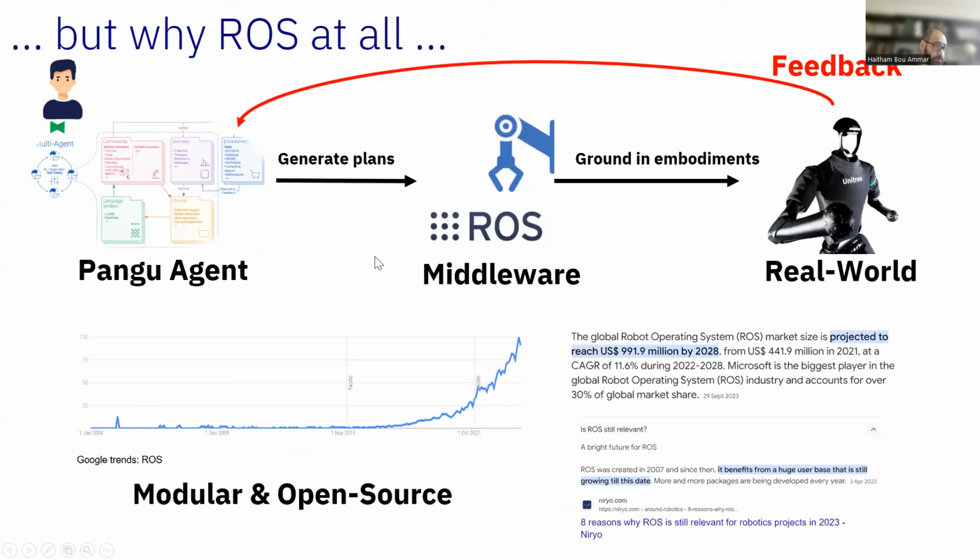So now, why ROS, you might ask, right? Well, ROS is a modular and open source platform. It's very well supported in the robotics community. But also, I just found this statistic, which says that ROS is projected to be about a $1 billion market in 2028. So definitely, ROS is the way to go.